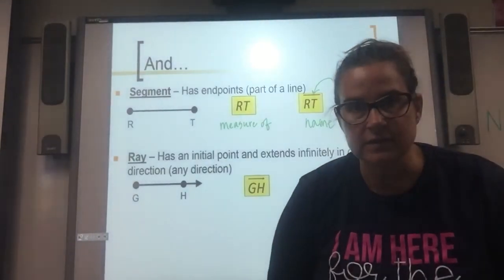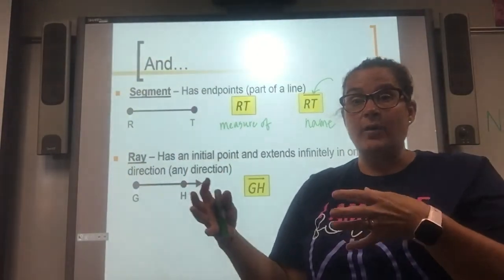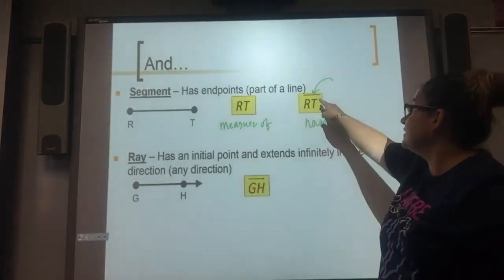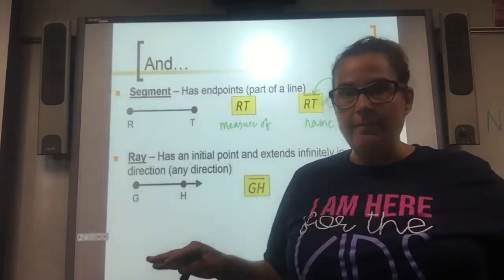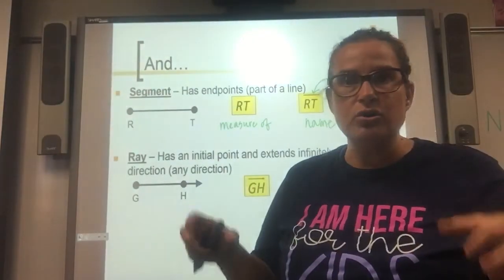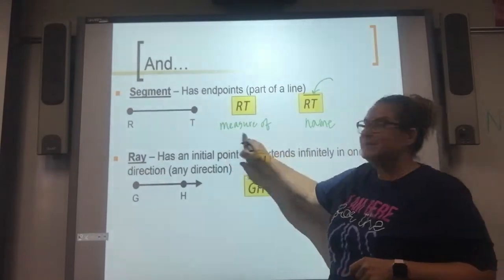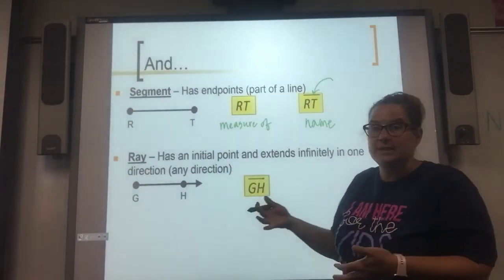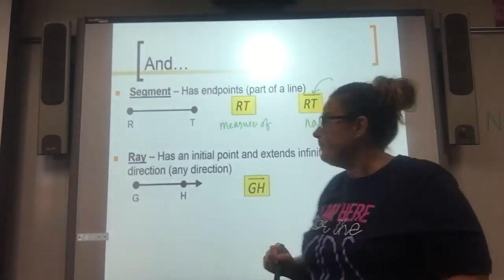That's important. I'm going to be a stickler about making sure that we're writing it the same way. Are we naming it? Use the line. Are we talking about the measure of it? There should not be a line. So be very aware of that. Put that in your notes. Highlight it. No line means it's the measure. It tells me how many units it is. Line means the name.